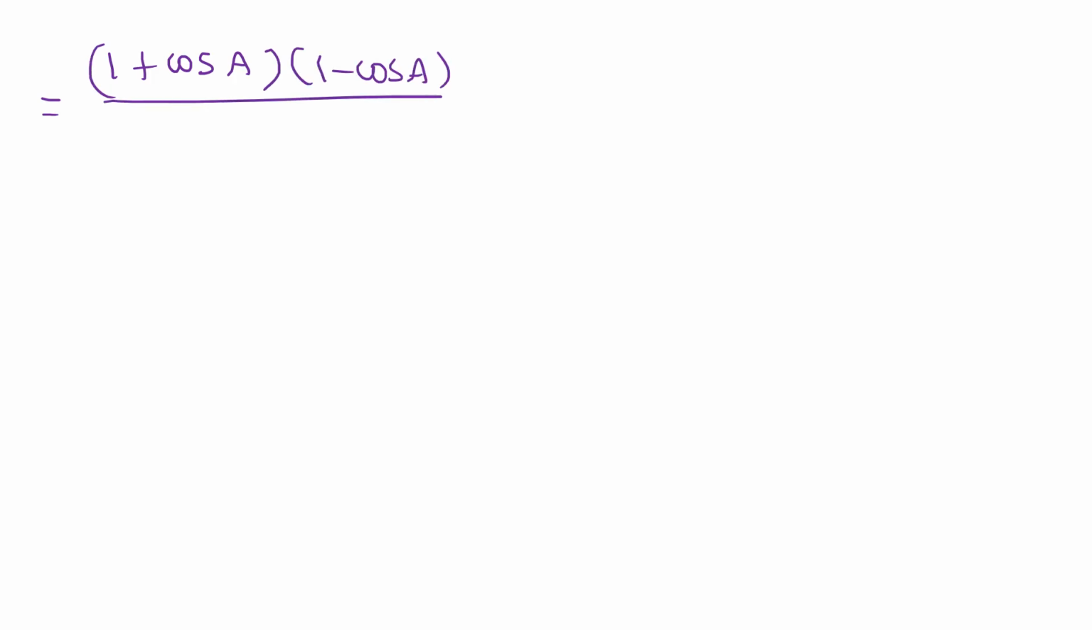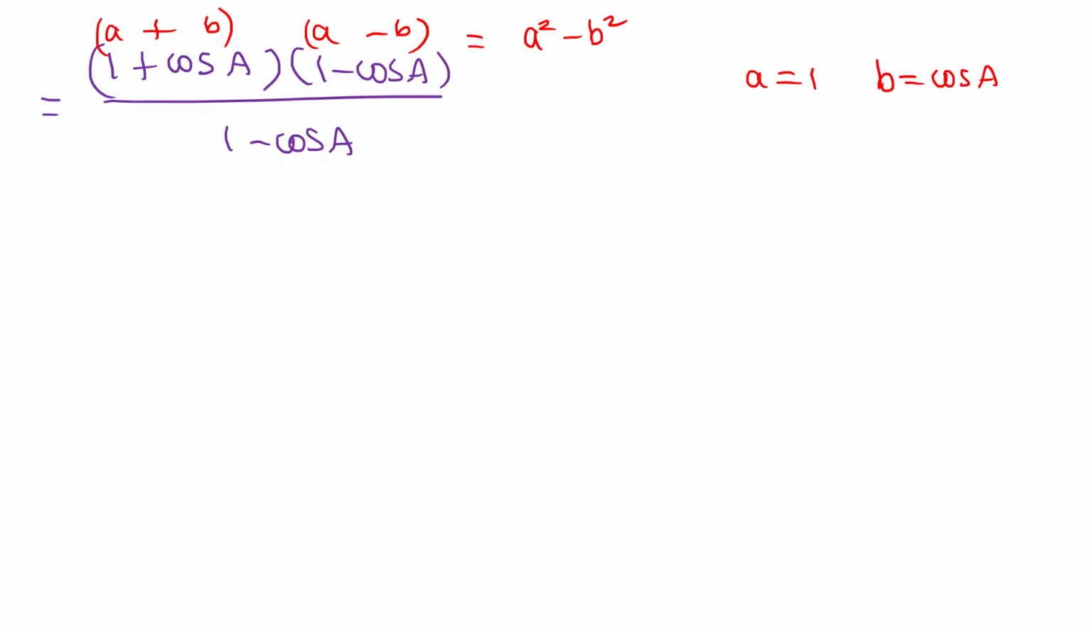If you want, I'll write the previous step once again to make it clear: (1 plus cos A) and (1 minus cos A), that whole divided by (1 minus cos A). Here, as I told you, (A plus B) and (A minus B) gives A square minus B square, where A is 1 and B is cos A. So you will get (1 minus cos square A) by (1 minus cos A).